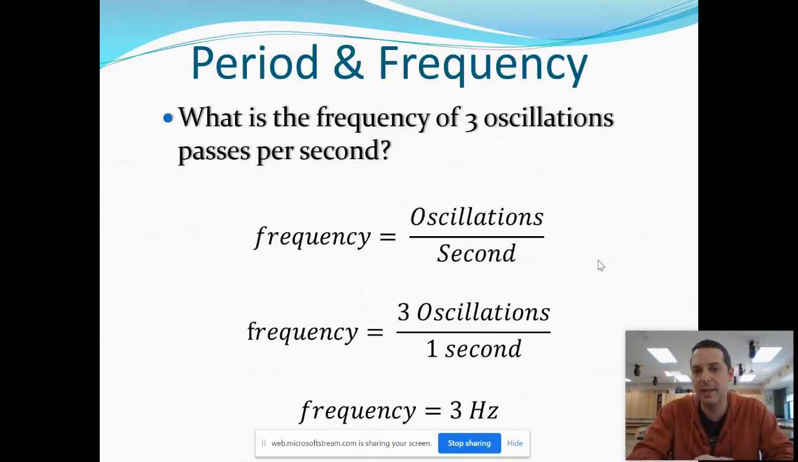That would be the response. 3 hertz just means it's happening 3 times per second. This should make a lot of sense. It wasn't a super difficult question, but let's take this one step further. This is not in your notes, but I do want to ask about this.